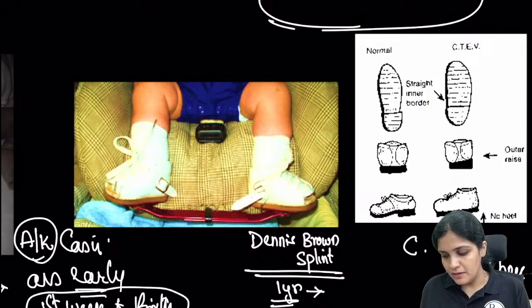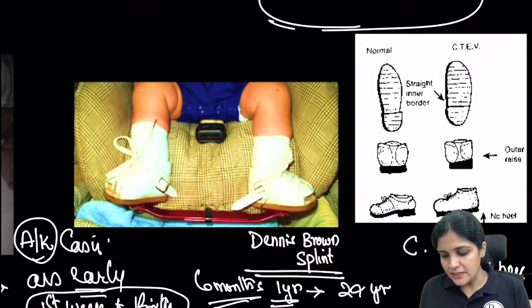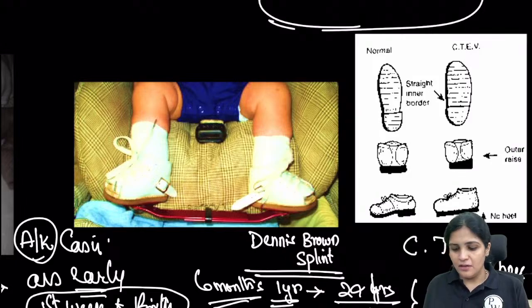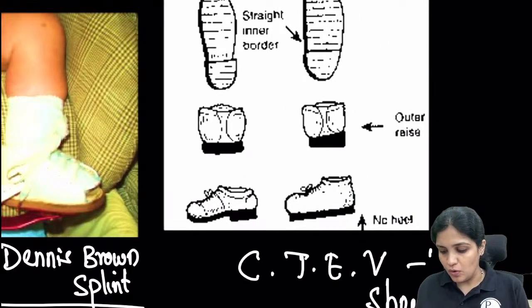Okay. This is 6 months to 1 year. You go for Dennis Brown splint. So initially you go for 24 hours, then you go for 12 hours. Okay. So this is the Dennis Brown splint and this is your CTEV shoes. When the patient starts walking, immediately you have to go for CTEV shoes.